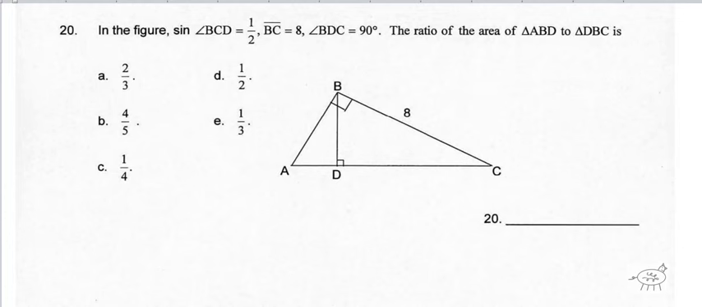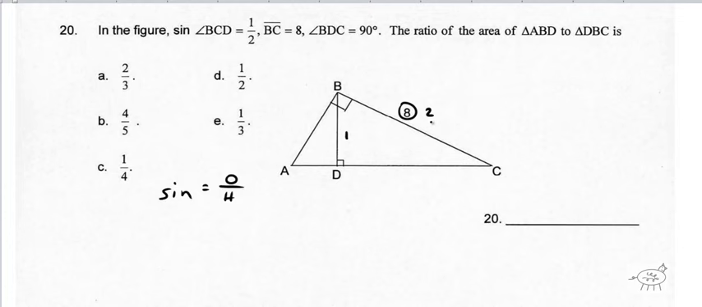All right. Anyway, this is using a little bit of trig here, just some really quick right triangle trig. So let's get going here. We have sine of angle BCD is 1/2. So you've got to remember, sine is just a ratio. Sine is opposite over hypotenuse, and again it's a ratio. So it's opposite, which is 1, and hypotenuse, which is 2.